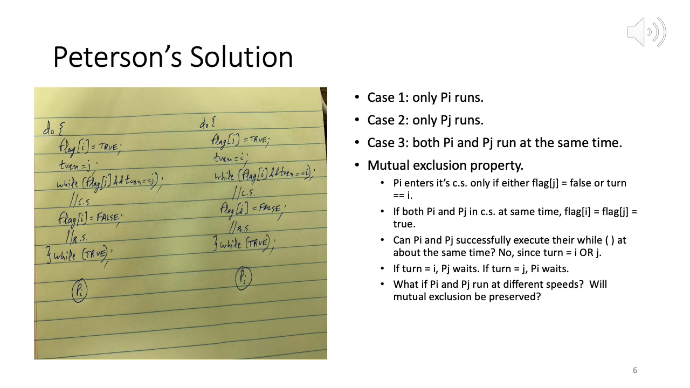So you can see that even if they are running at different speeds, the mutual exclusion property will hold. If Pj is running so fast that it evaluates the while very quickly, and Pi is still at flag i is true, even then, flag i is true for Pj, and turn is equal to i, so it will wait.